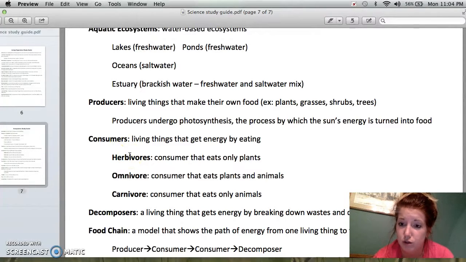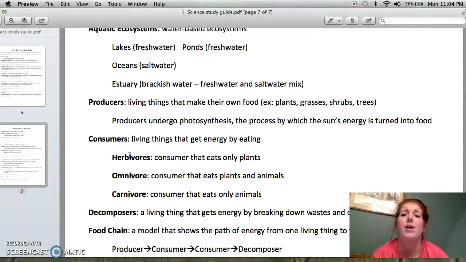Within consumers, there are three types. Herbivores consume or eat only plants. Omnivores are consumers that eat plants and animals. I'm an omnivore. A carnivore is a consumer that eats only animals.